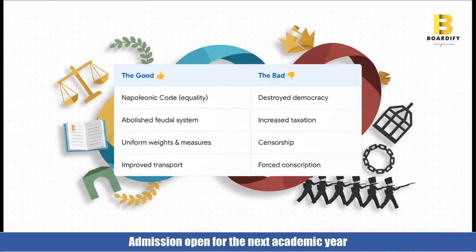And then Napoleon shows up. And Napoleon, well, he was a really complicated guy. On the one hand, he spread all these revolutionary ideas across Europe. His Napoleonic Code meant everyone was equal before the law. He got rid of the whole feudal system. Great stuff, right? But on the other hand, he totally crushed democracy. He brought in censorship, raised taxes, and forced people to join his army. So yeah, he was a mixed bag. He brought some modern ideas, but for a lot of people, he went from liberator to tyrant real quick.